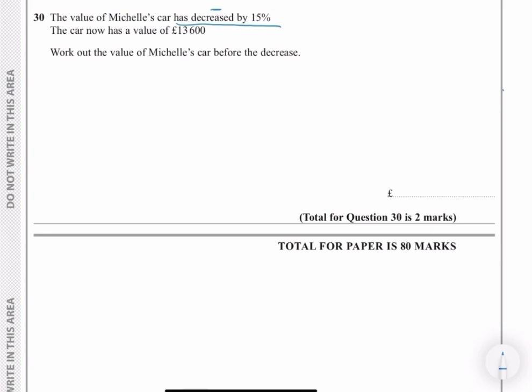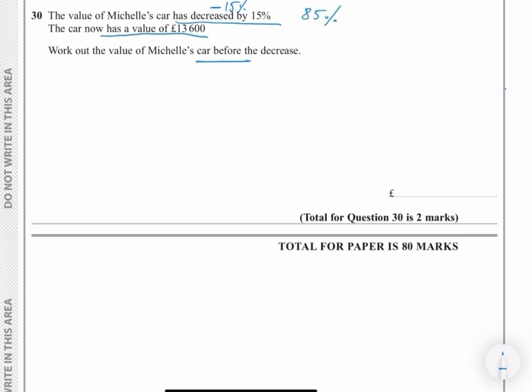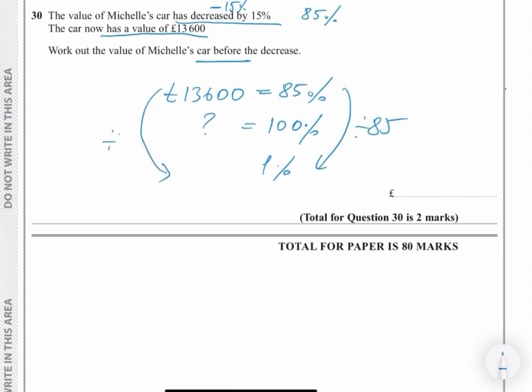Question 30 is a reverse percentage. So we need to find the value of the car before the decrease. If 13,600 represents 85% of the price, what is 100% of the price? We can work out 1% first, divide by 85, which gives you 160 pounds, and then multiply by 100, which will give us the total price, 100%, what it was before.